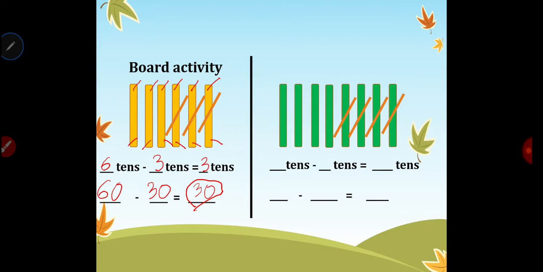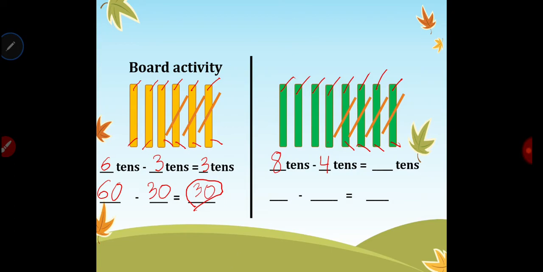How many blocks of tens are there? Can you count with me? 1, 2, 3, 4, 5, 6, 7, 8. Write it down. 8 tens. Now, how many blocks of tens are being crossed out? Let's count. 1, 2, 3, 4. 4 tens. How many blocks of tens are not crossed out?